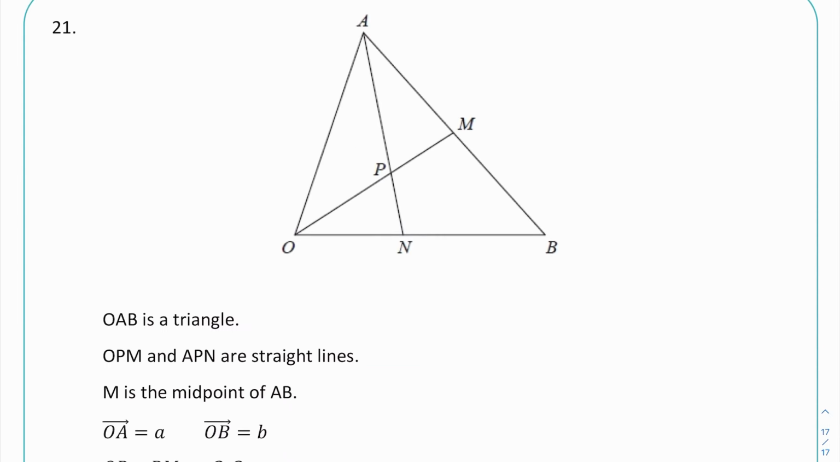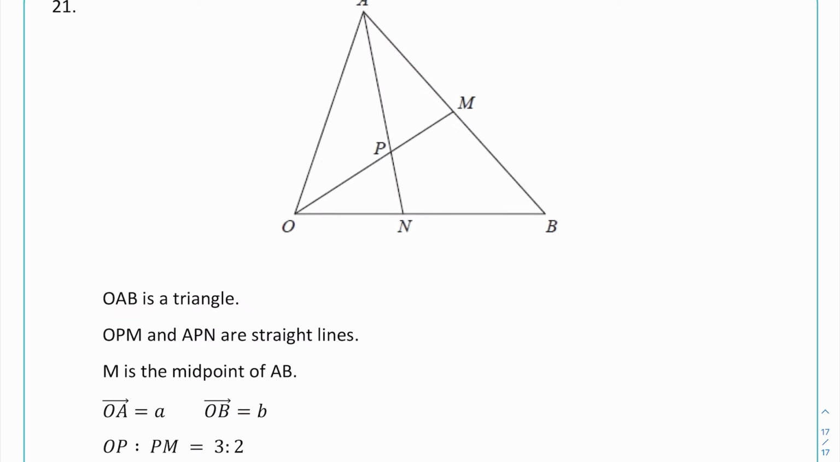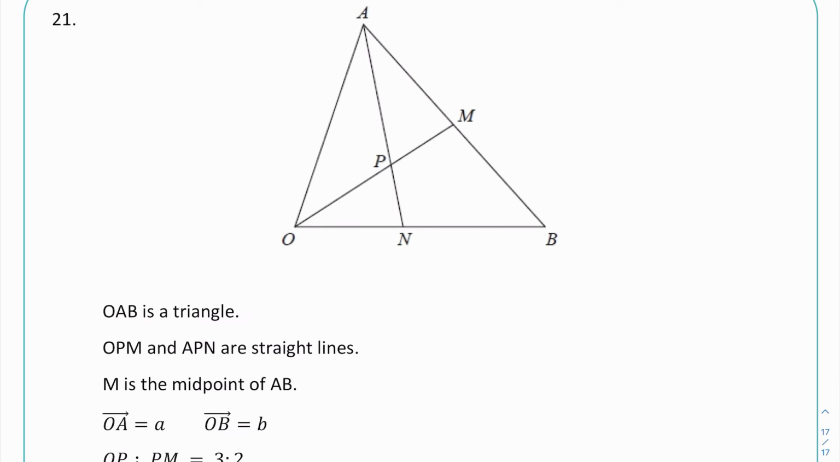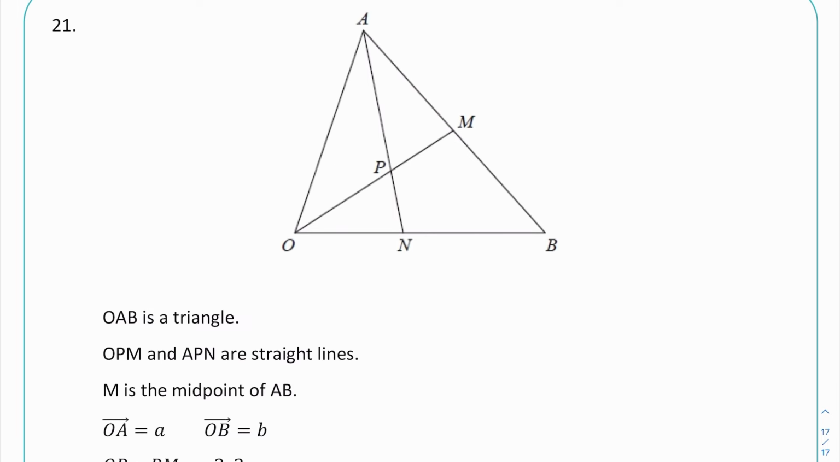Okay, on to question 21. Let's just have a look. Yep, this is the last question, and there we go, it is a vector question. Usually the question that requires the most amount of thought, but it says OAB is a triangle, OPM and APN are straight lines, M is the midpoint of AB. Right, so as soon as it starts to say this, I start to put the fractions in, so that's a half, and that's a half.